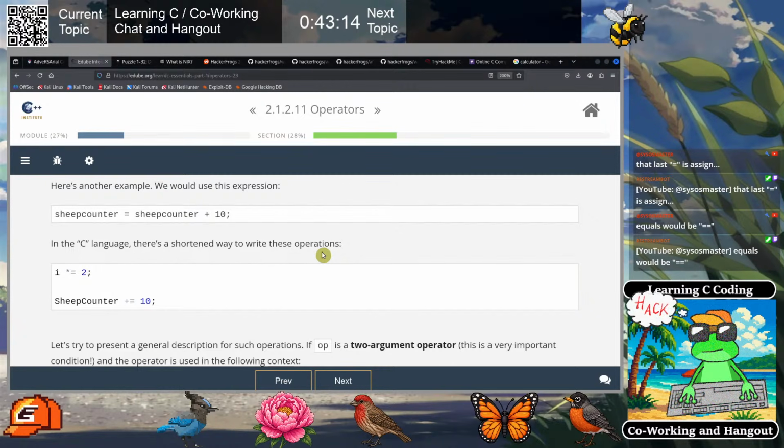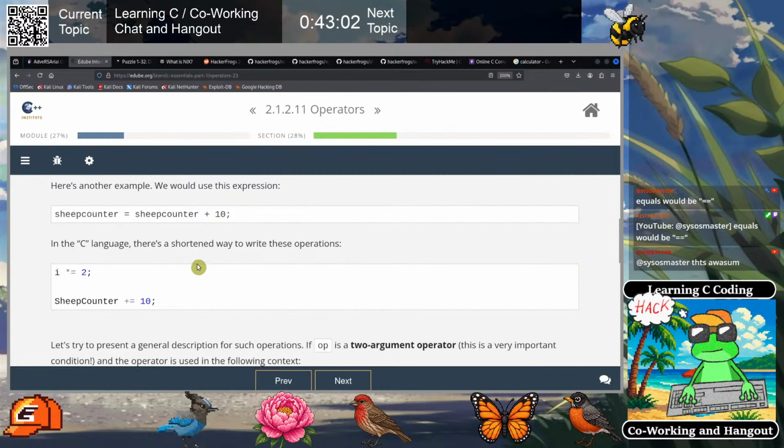Okay, the last equals is assign. Equals would be equals equals. So yeah, you're right. I guess we could use, yeah, it's an assignment operator, right?